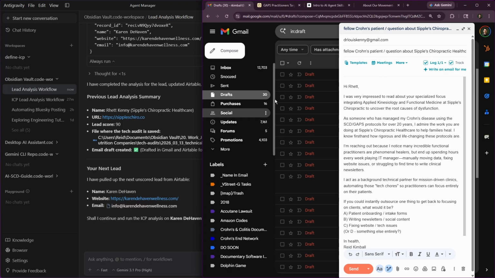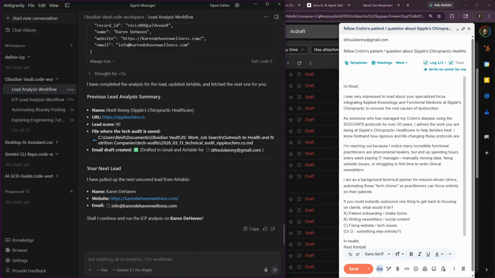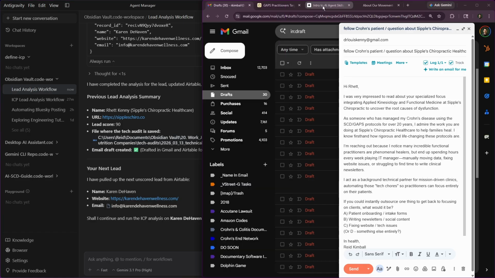So that's pretty awesome, isn't it? This just saved me easily 30 minutes, maybe even an hour of research and crafting emails, making sure it's perfect and accurate. This saves me a ton of time. This right here, this is not a ChatGPT prompt. This is an AI agent skill.